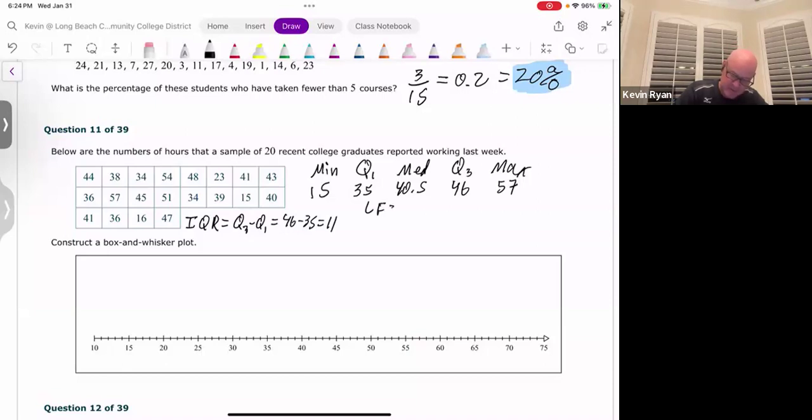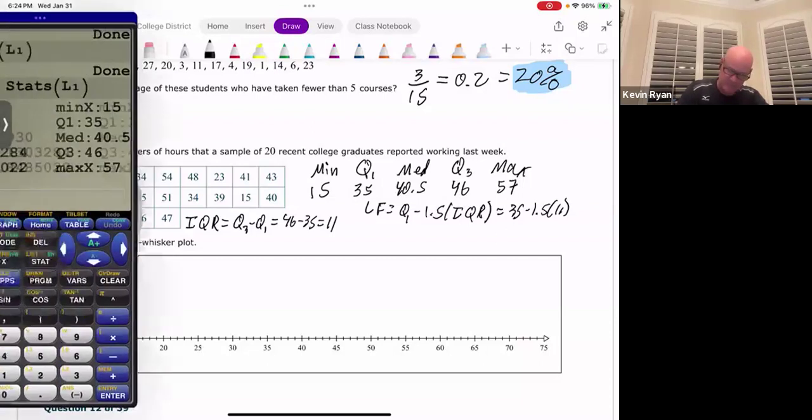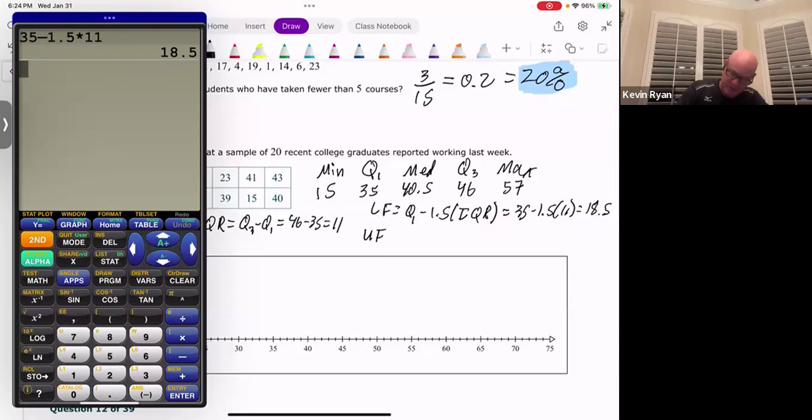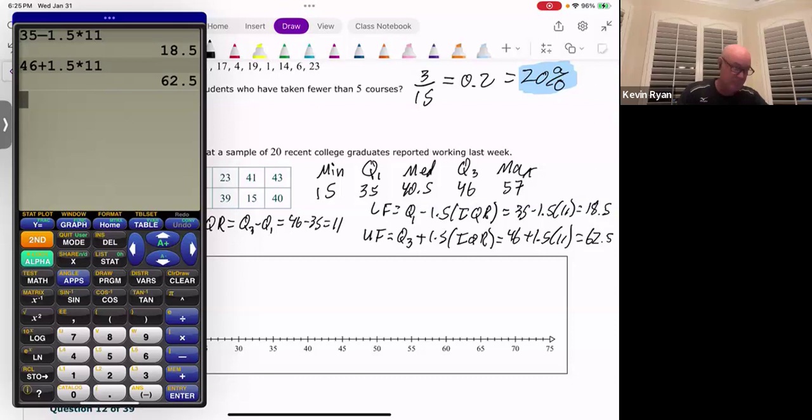Now my lower fence, remember that's Q1 minus 1.5 times the IQR. Which is 35 minus 1.5 times 11. And my upper fence is Q3 plus 1.5 times the IQR. That's 62.5. All right, let's see if we have any outliers.